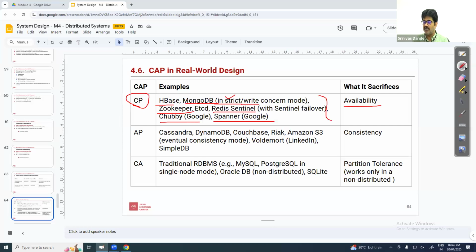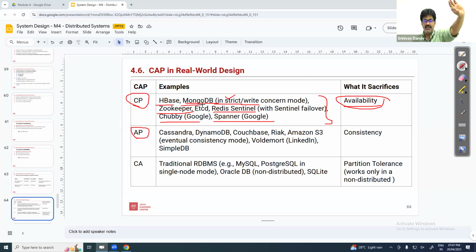These systems are distributed systems. HBase, MongoDB, Redis, these are all distributed applications, guys. They look like databases only, but they are distributed systems. These distributed systems are built with the CP model: consistent, partition tolerant, and availability sacrificed. Okay, but there are other systems with AP: highly available, partition tolerant. Any problem comes, no issue.